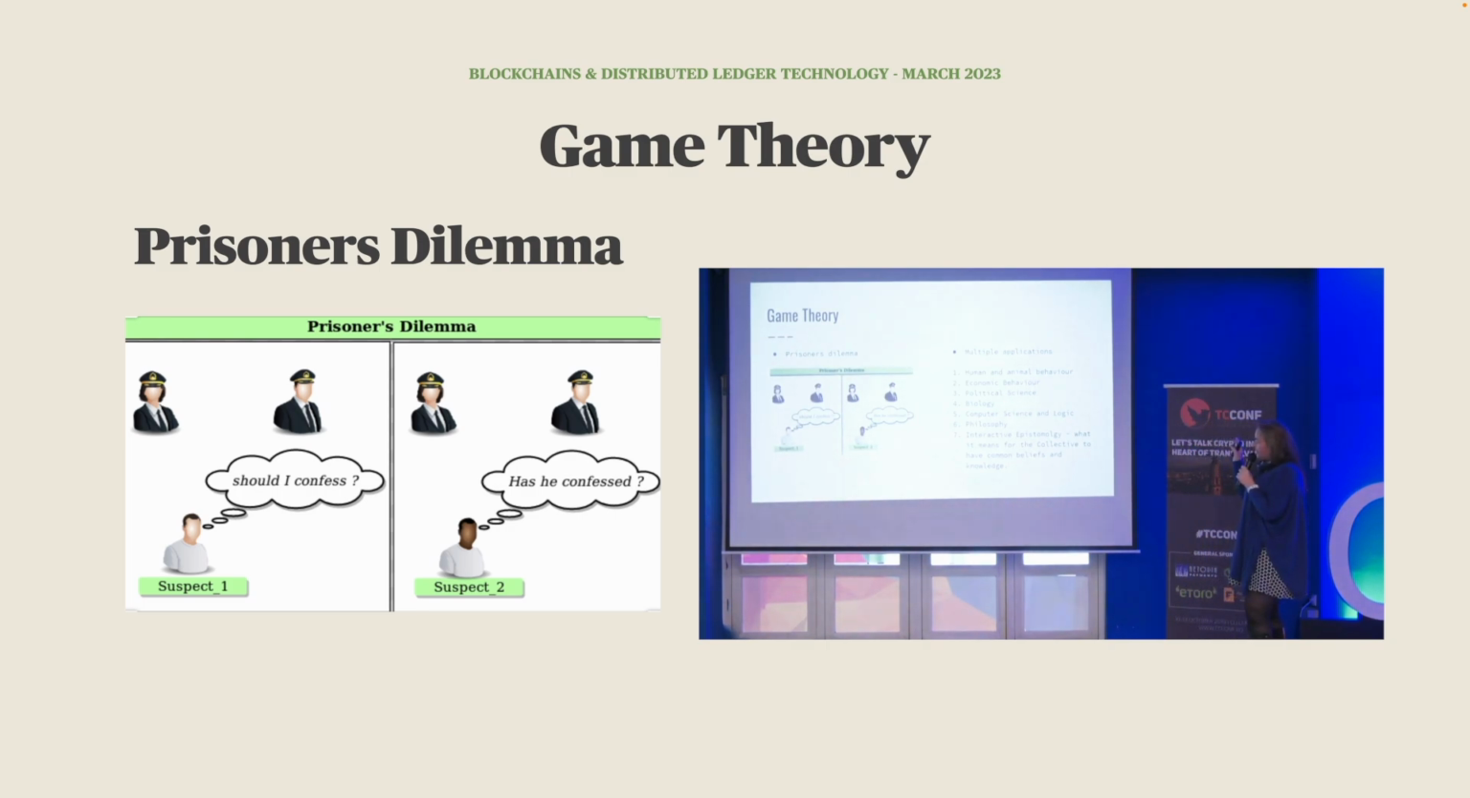It can be used in human and animal behavior, economic behavior, political science, biology, computer science and logic, philosophy, and also interactive epistemology, what it means for the collective to have common beliefs and knowledge. So this is very interesting. You realize that actually people can use game theory on a much larger scale.